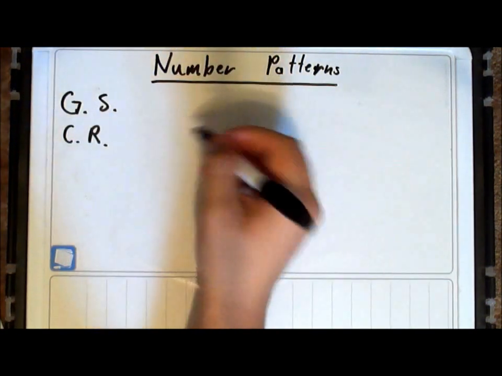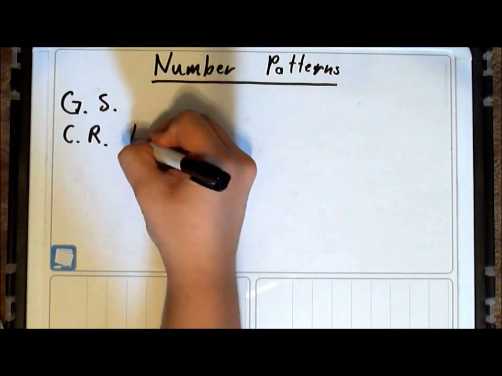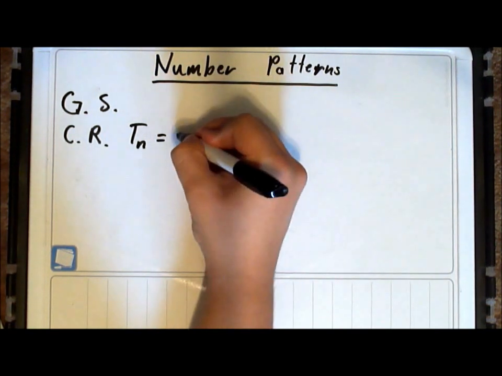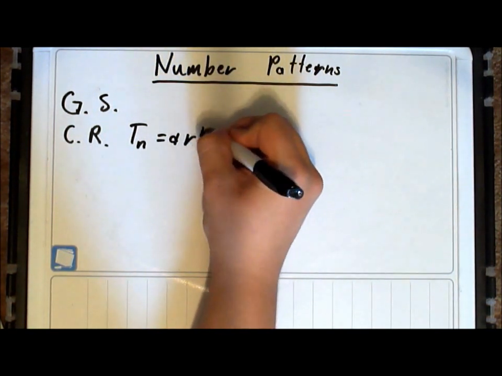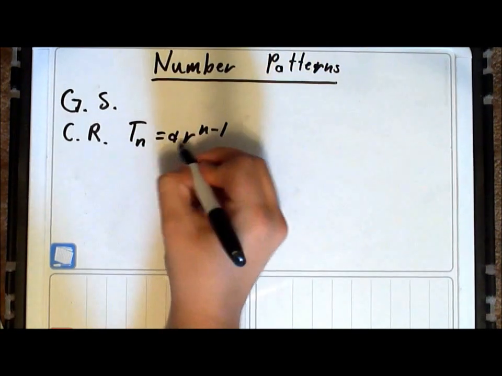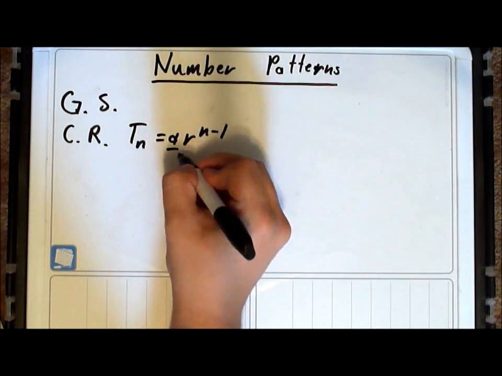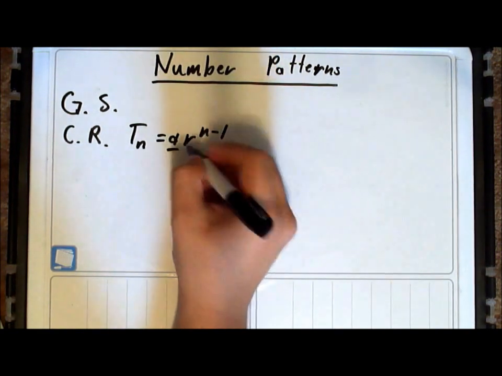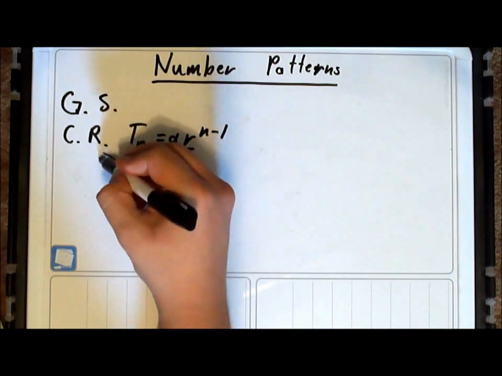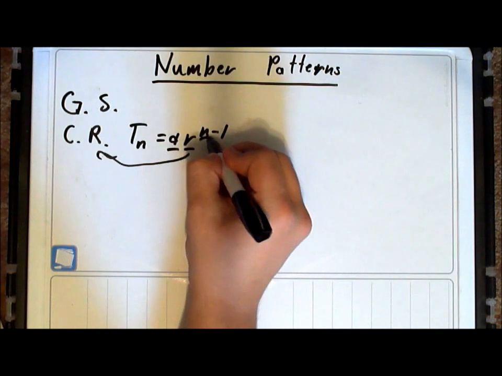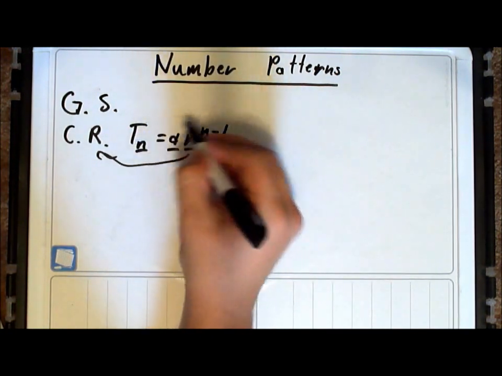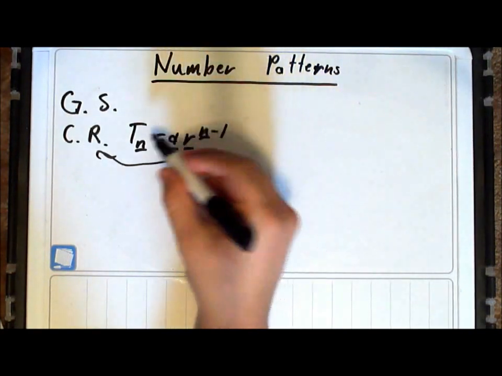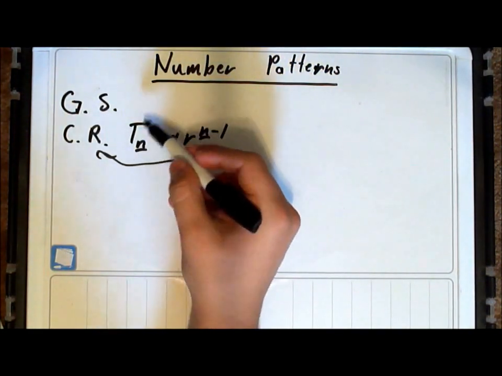For this, there's a formula which is Tn equals A R to the n minus 1. We still have A, which is the very first number. R is your common ratio. N is the number of the term you're on, minus 1. And Tn is the term at n.